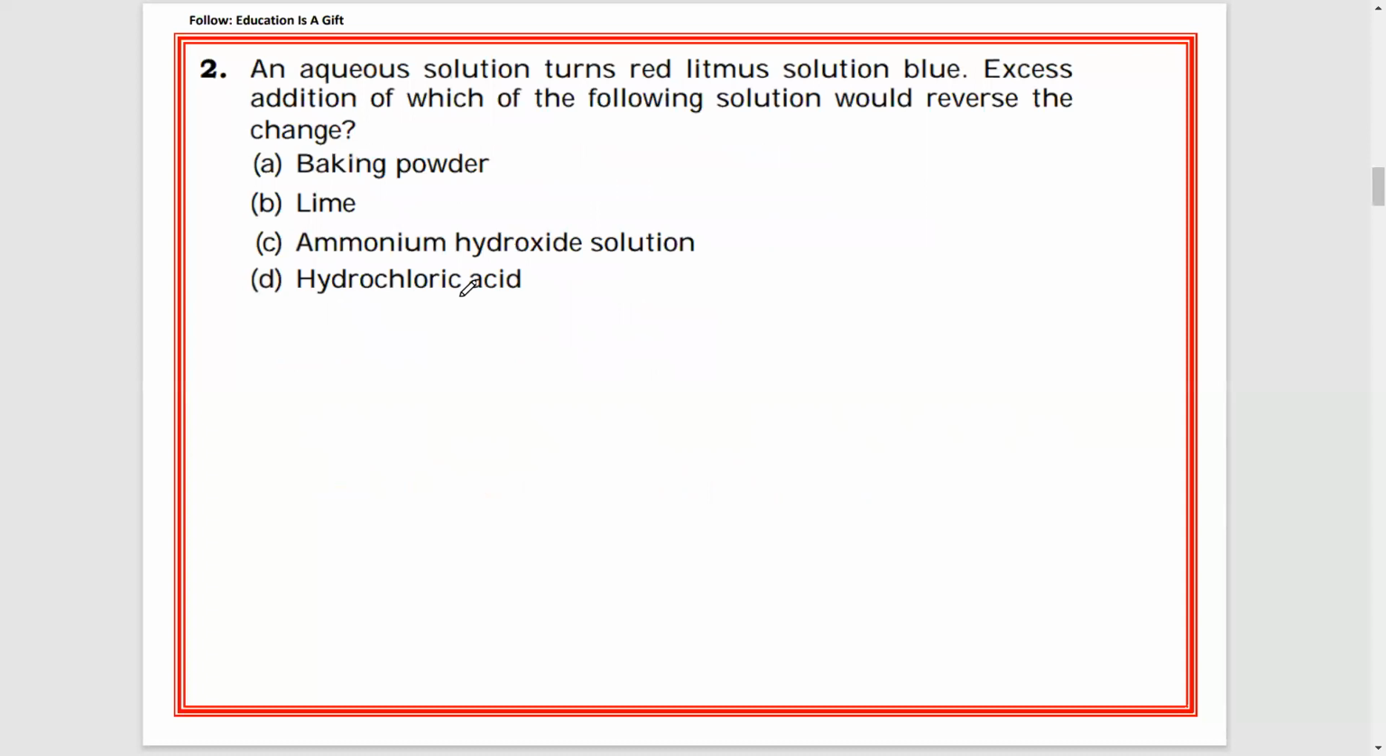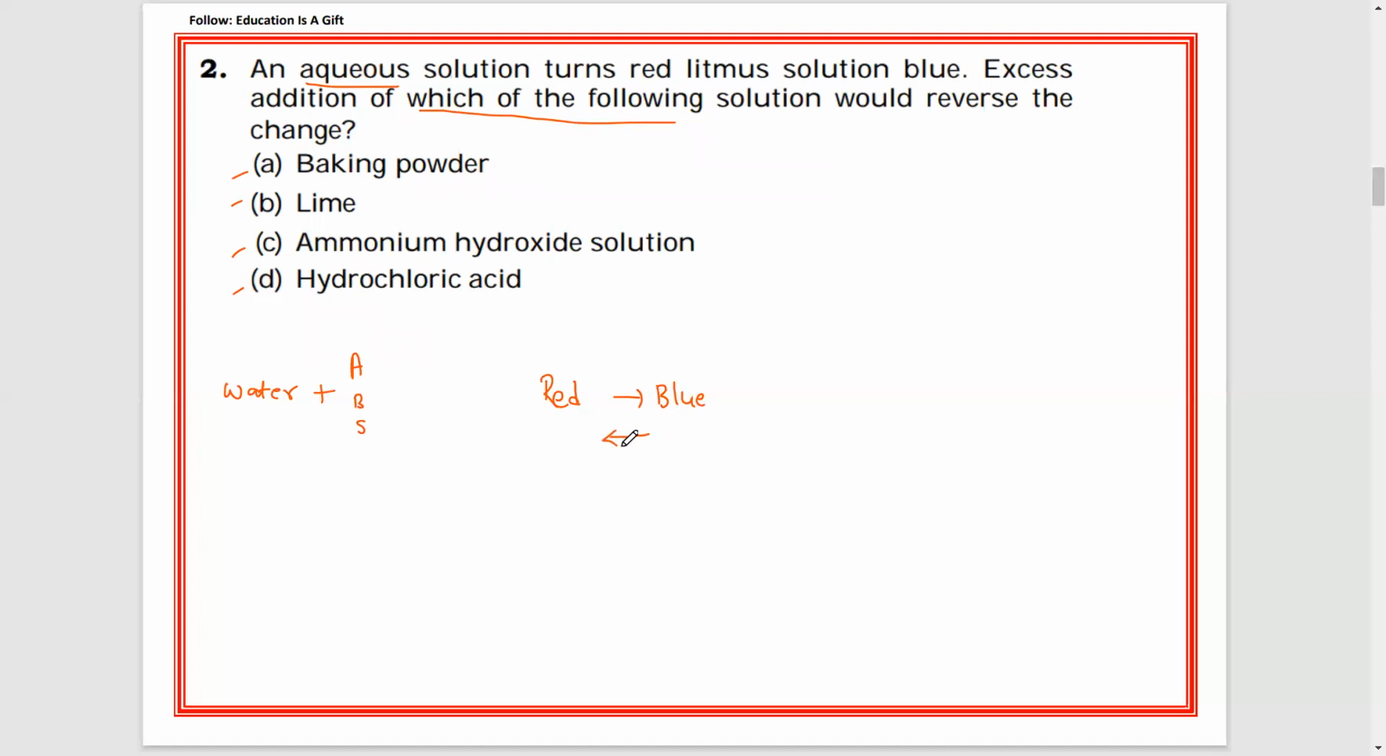Next bit. An aqueous solution, I think you know the meaning of aqueous. If you mix either acid or base or salt or something in water, that entire solution will become aqueous. Okay, we have an aqueous solution that turns red litmus solution blue. So this aqueous solution is turning red litmus to blue color. Excess addition of which of the following? So there are 4 options. Among these 4, you need to add 1 such that the solution would reverse the change. Reverse the change in the sense that blue color litmus paper should turn red.